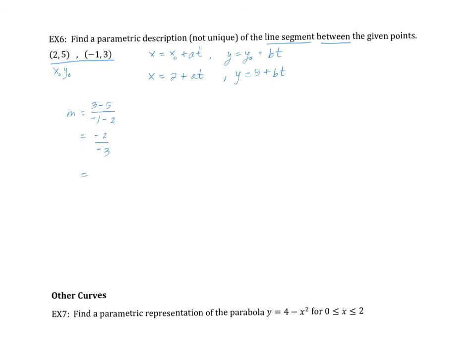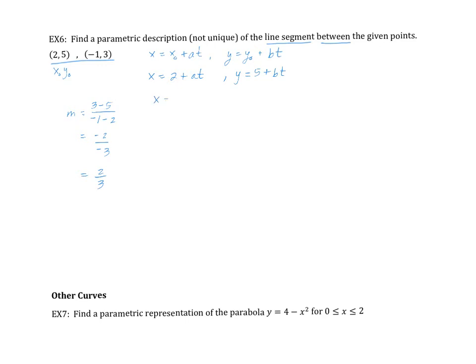However, I could also reduce or simplify this as positive 2 over positive 3. So I could also choose a to be 3 and b to be positive 2. It really doesn't matter because we weren't given the direction that the line segment was generated in. Now, if you were given a direction, then you would have to be careful.